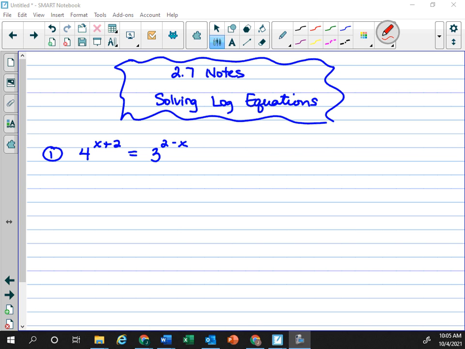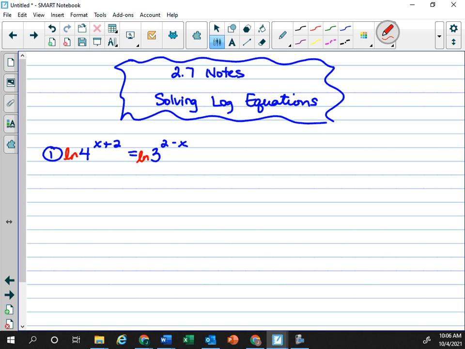We're going to go ahead and take, you can do the log or the natural log of each side. I tend to do natural log just because it's fewer things to write. It's 2 letters instead of 3. I'm going to take the natural log of this 4 to the x plus 2 and the natural log of 3 to the 2 minus x. Now, you could do like log base 3 or log base 4, and it'd be a slightly different approach. I just like using natural log.